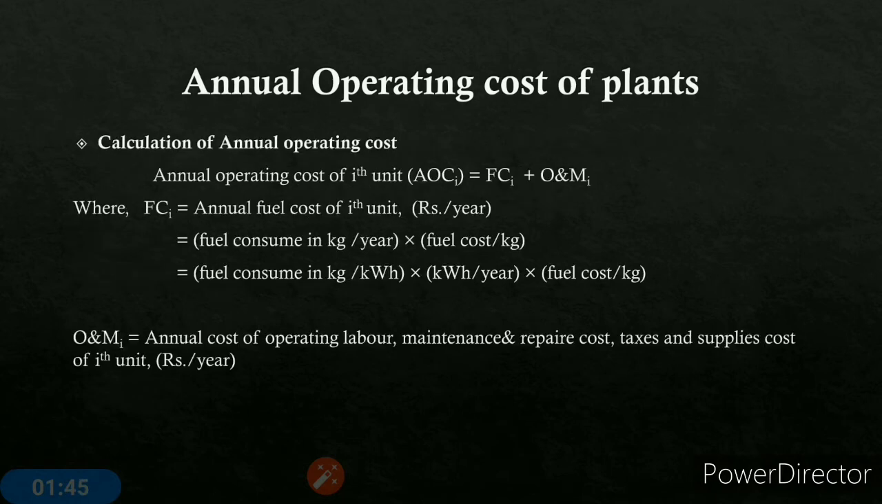So the annual operating cost of the power plant is given by AOC, which is nothing but the annual operating cost, equal to the sum of FC_i plus O&M_i, where FC_i is the annual fuel cost of the ith unit, and O&M_i is the annual cost of operating labor, maintenance, repair cost, taxes, and supply cost of the ith unit in rupees per year.